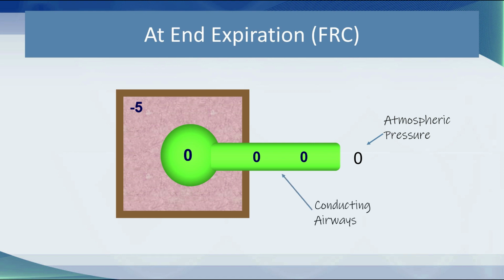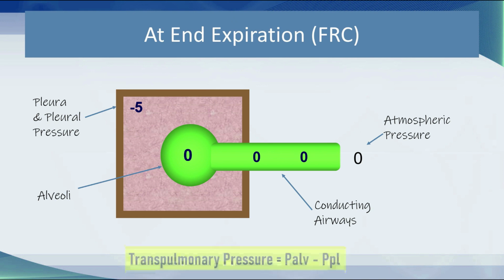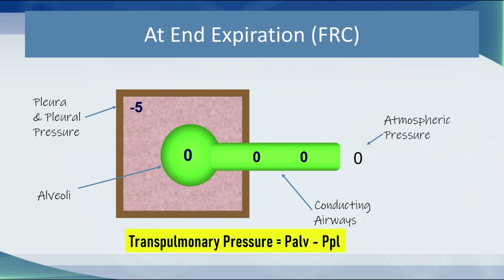These are the conducting airways. This is the alveolus or alveoli, and this is the pleura, and that number there is the pleural pressure. It's a negative pressure currently. The transpulmonary pressure is the alveolar pressure minus the pleural pressure, and in this situation, the alveolar pressure is 0 and the pleural pressure is -5. So 0 minus -5 gives you a transpulmonary pressure of +5.